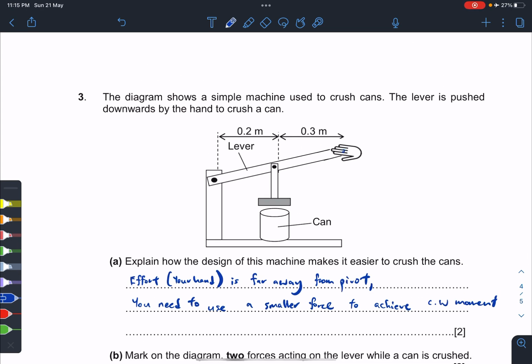First, the force here. It seems like you are pressing down on it, so that's one force. Second force will be the can pushing upwards on this segment. It's like an action reaction force thing.